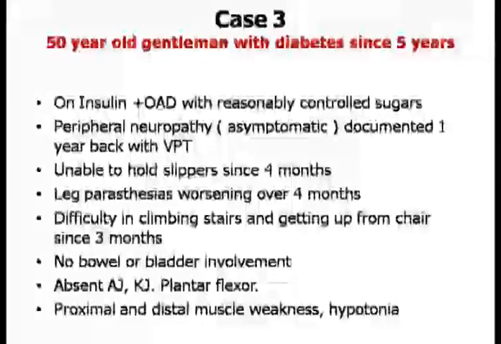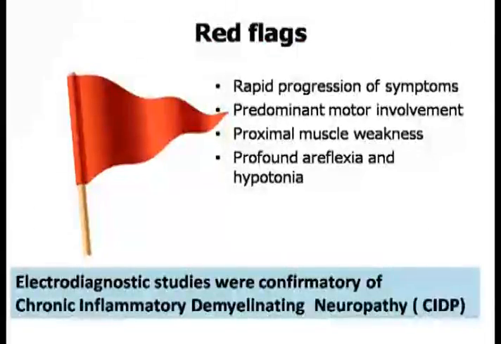Proximal muscle weakness, proximal nerve involvement, no bowel or bladder involvement, absent ankle jerks and knee jerks, plantar is flexor, proximal and distal muscle weakness, hypotonia. So this is again a patient with very high involvement of the motor system. And he's got, I can't say rapid progression, but subacute progression of symptoms. Predominant motor involvement, significant proximal muscle involvement, profound areflexia and hypotonia. These are all features of another disease where an electrodiagnostic test has been done by the colleague neurologist and found to be CIDP. So when you look at these red flag signs, again, it's time to think that you are dealing with something other than the pure diabetic neuropathy that you have in practice.